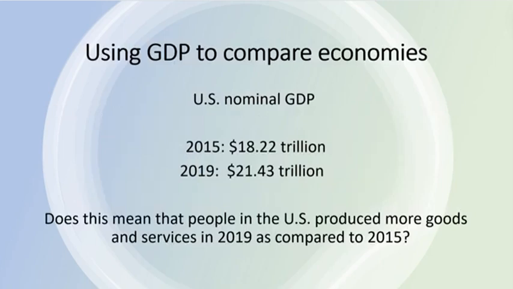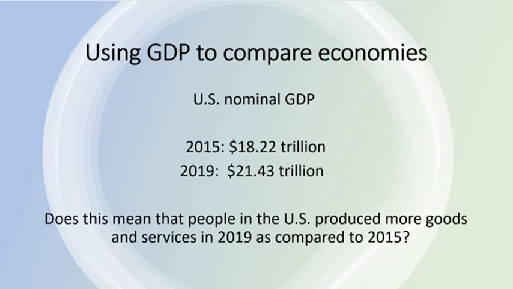Now let's look at the nominal GDP of the United States during the years 2015 and 2019. In 2015, the United States GDP totaled $18.22 trillion, whereas in 2019, the total of the United States nominal GDP was $21.43 trillion. The question that we want to answer is whether we can make a conclusion that states in 2019 more goods and services were produced than in 2015.